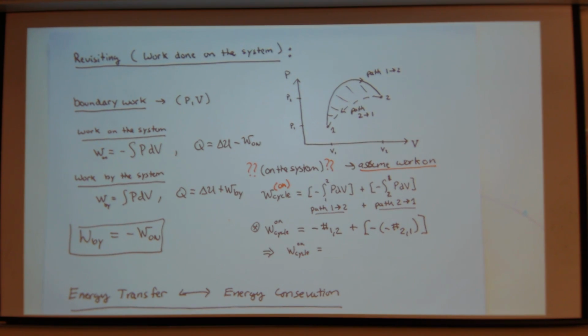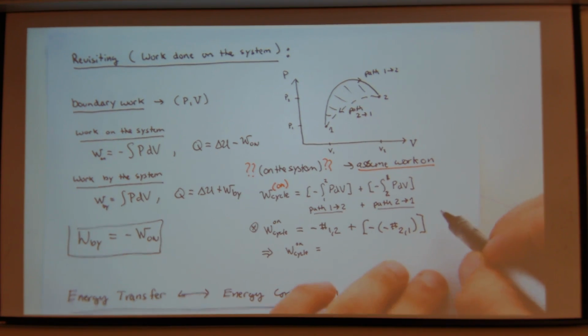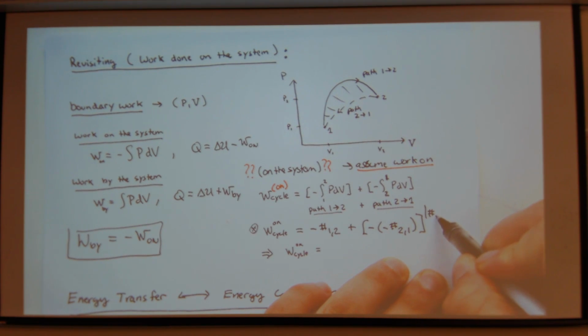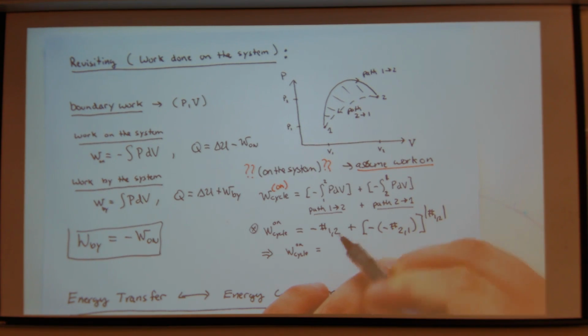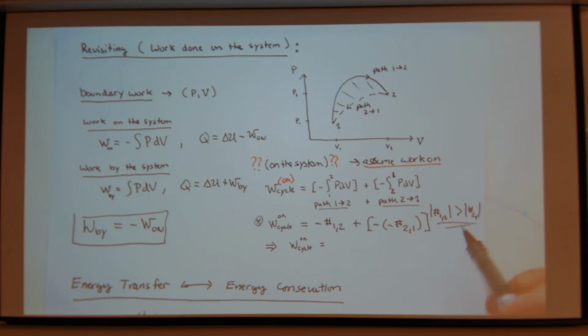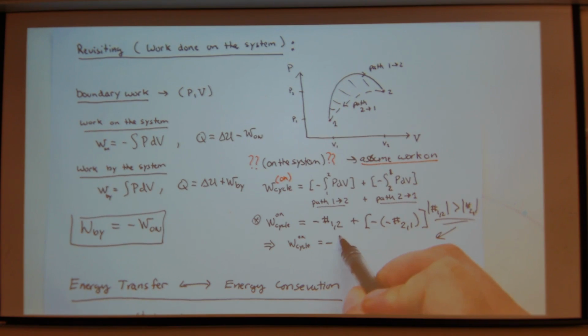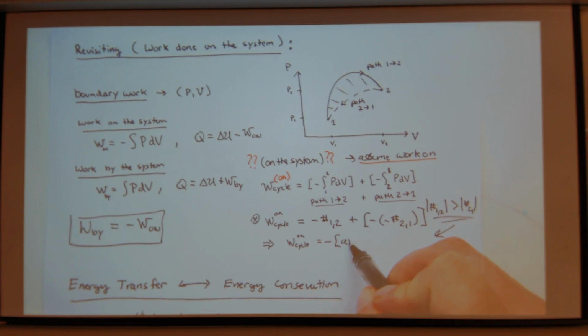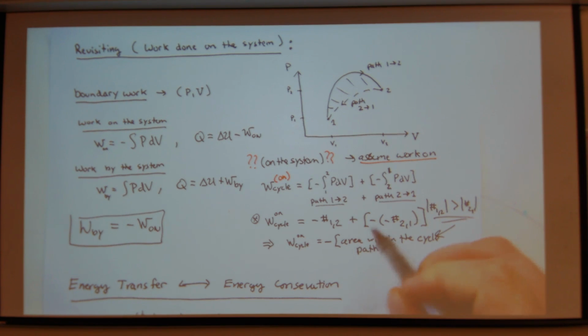So for the work on the system, the magnitude of the number we get from taking path 1 to 2 is greater than the magnitude of the number we would get from 2 to 1. That means we have a minus sign, because this number is greater than this number. So we have a minus sign times the area within the cycle path curve.